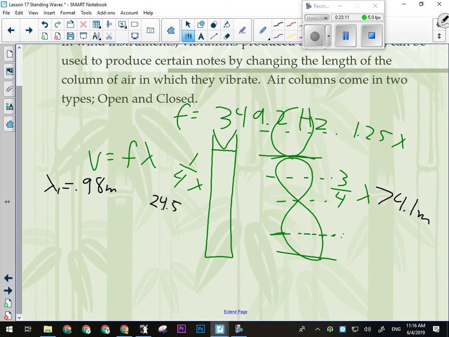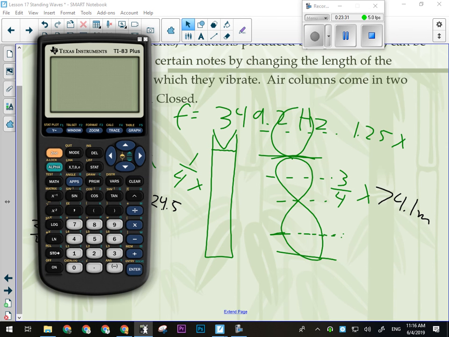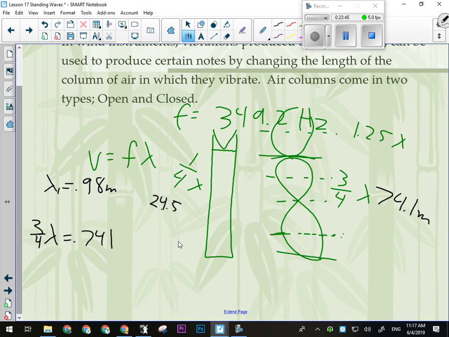Now this one represents 3/4 of a wavelength. So 3/4 of lambda equals 0.741. If I want to get lambda, what do I do with the 3/4? Divide. So 0.741 divided by 0.75. Pretty close to the same number, right? I had 0.98, now I'm getting 0.988. So that's pretty close. So lambda 2 is 0.988. We'll just add those together and divide by 2 and use the average.